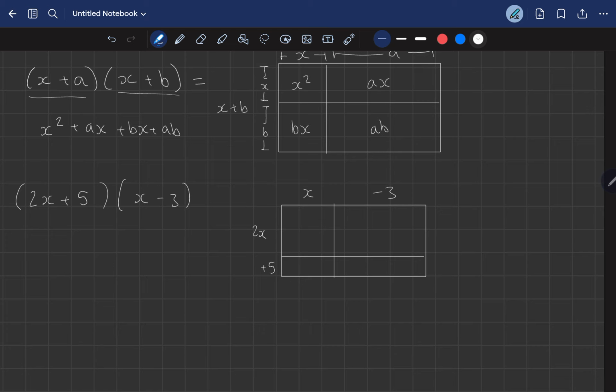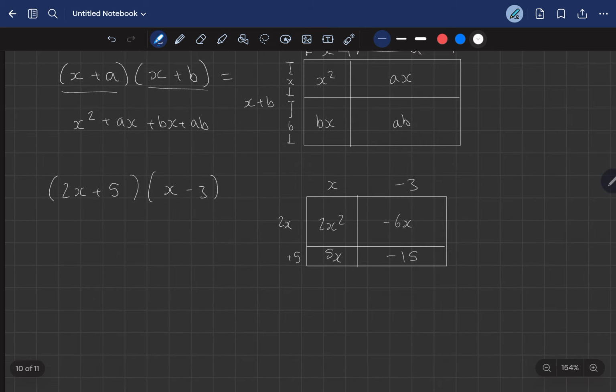The area of this first box would be 2x squared. The area of this box would be minus 6x, because minus 3 times 2x is minus 6x. X times 5 is 5x. Negative 3 times 5 is negative 15. Now, to find the total area, which is equal to the product of x minus 3 times 2x plus 5, we have to add up the areas of the individual boxes. And this is equal to 2x squared minus 6x plus 5x minus 15.